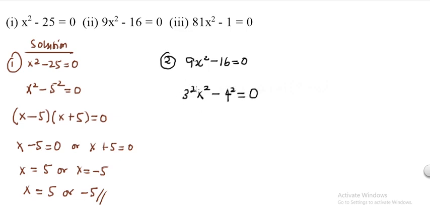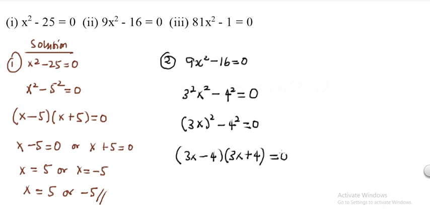So from here, I have squares here and squares here. I can factorize this so that I have a group of squares. So this is 3x squared minus 4 squared is equal to 0. From here, I can do my difference of two squares factorization. So this is open bracket 3x minus 4, and then 3x plus 4 is equal to 0. From here, I separate the brackets. It becomes 3x minus 4 is equal to 0, or 3x plus 4 is equal to 0.